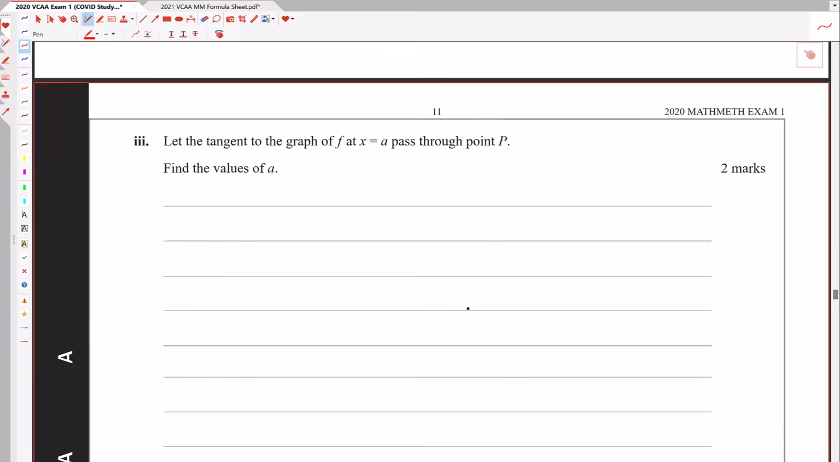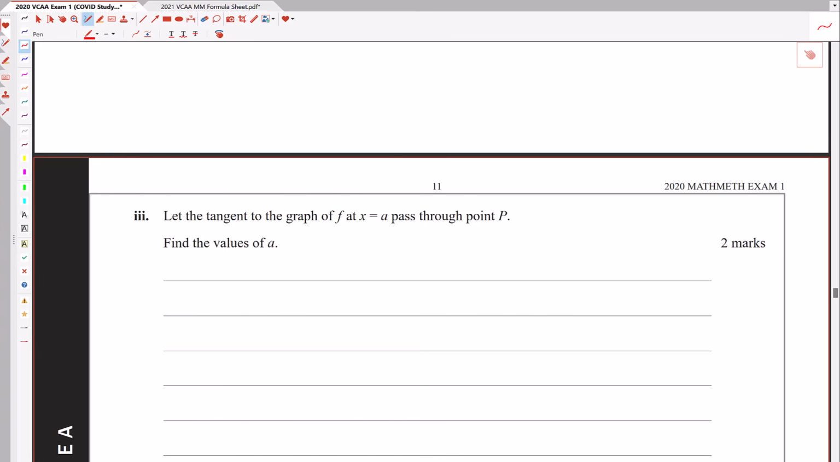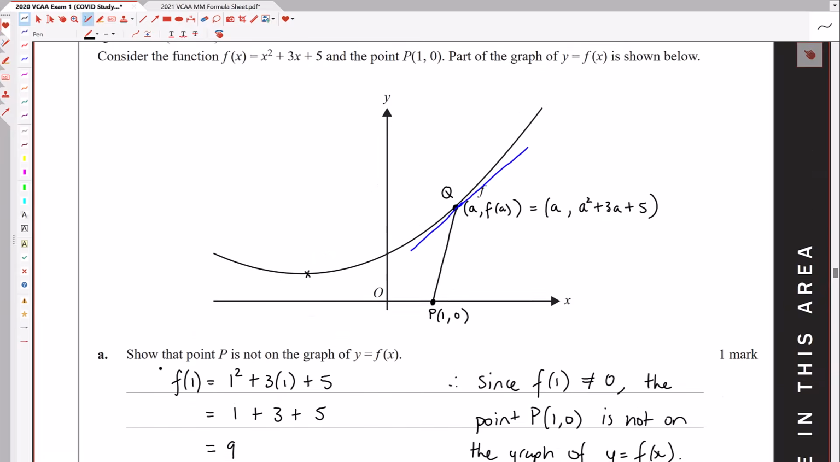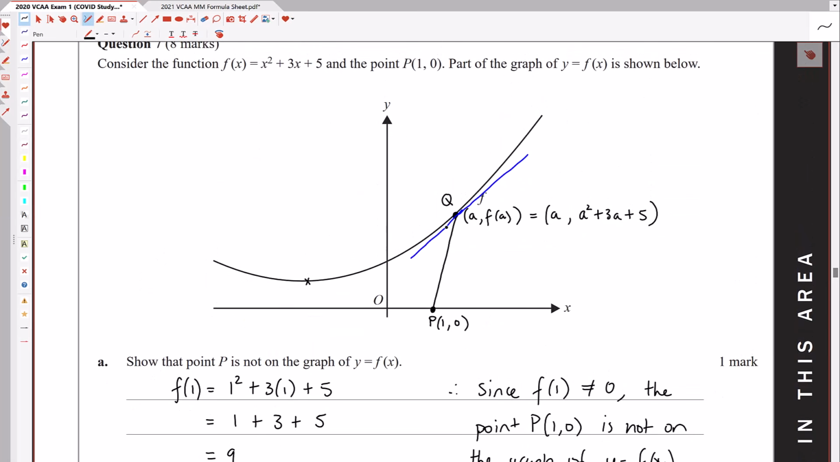Okay, then part 3: let the tangent to the graph of f at x equals a pass through the point P. Find the values of a. So at x equals a, so that's at Q. So let the tangent to the graph of f at point Q pass through P. Okay, so what we need to think about here is, obviously where I've drawn Q here, the tangent is not going to go through P.